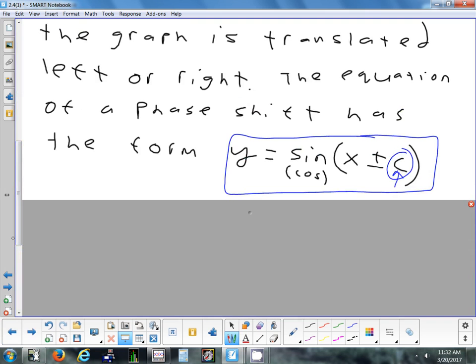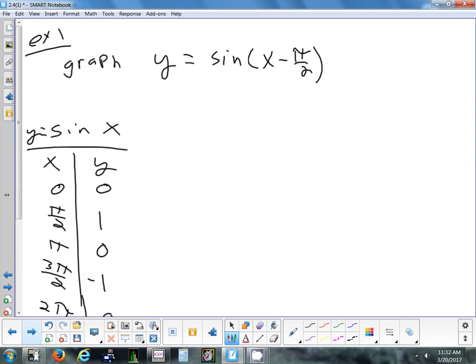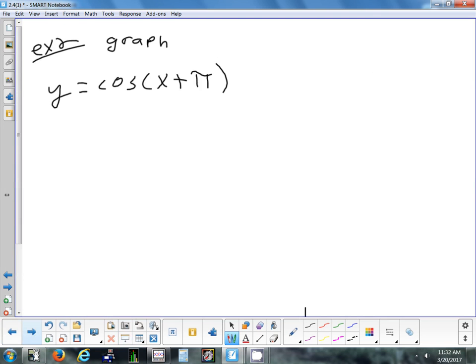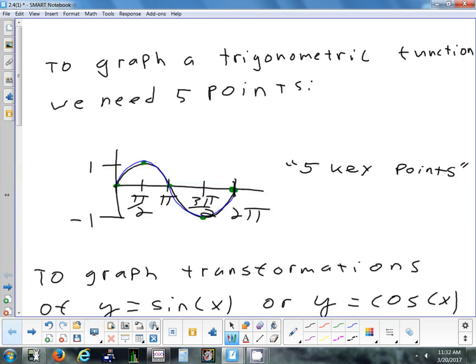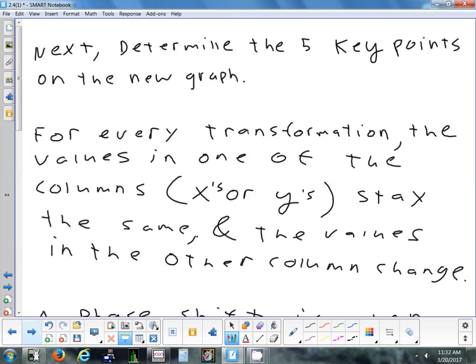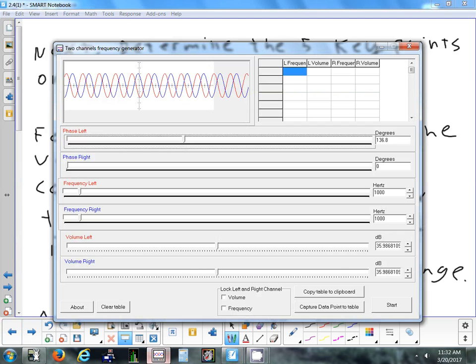What did you say C was? C is the number that you're shifting by. A lot of times it's either going to be, I'll just show you an example, pi over 2, pi, or pi over 4. Those are the numbers we usually shift by. And again, it's not because it's the only ones we can do, it's just those are the ones that are most common. You could shift by 93.6 degrees if you want. You can shift by anything, but we don't.